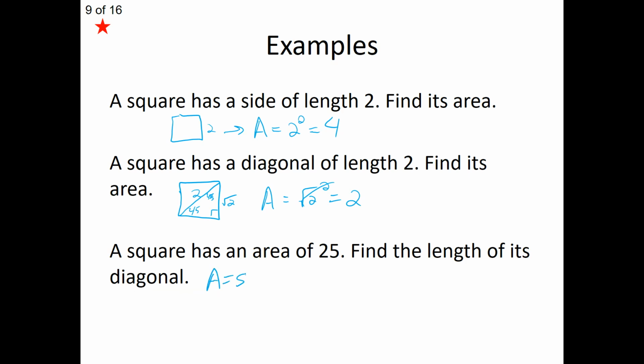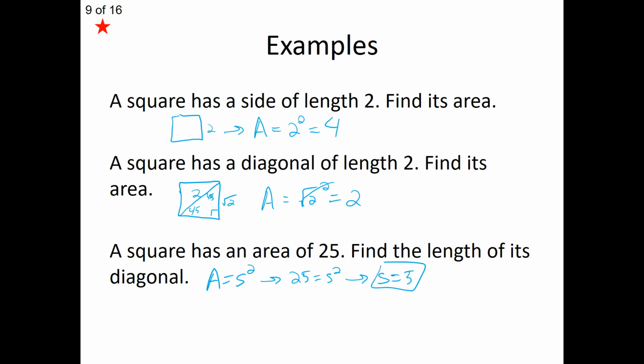If we're given the area, we can actually then work backward to find out what the measure of the side is. So we plug 25 in for the area, and then think, how do we solve for s? We simply take the square root of both sides. So taking the square root of both sides results in the square root of 25, giving us 5.